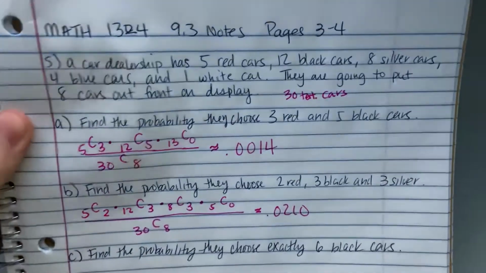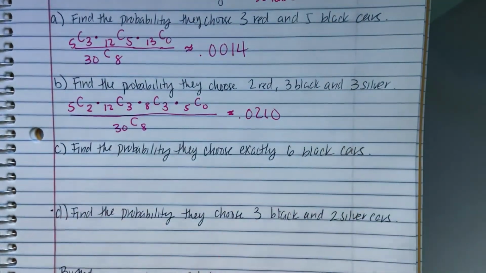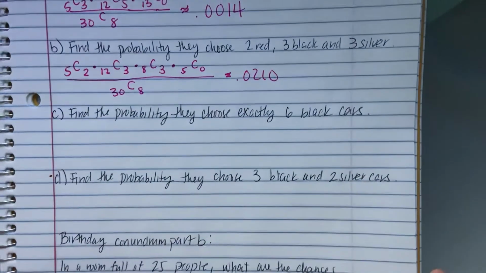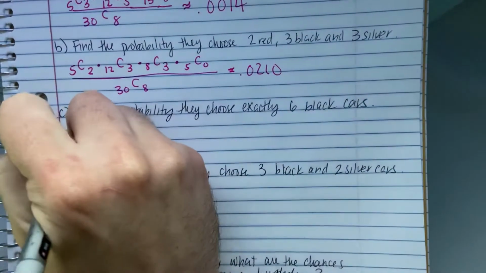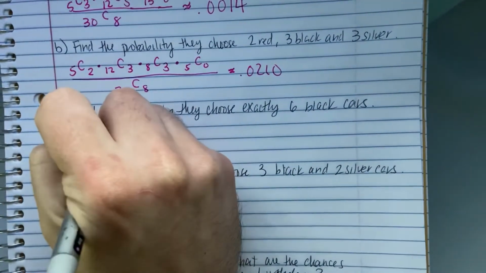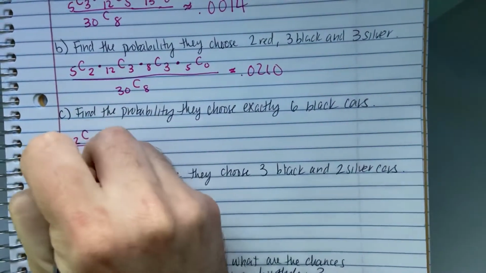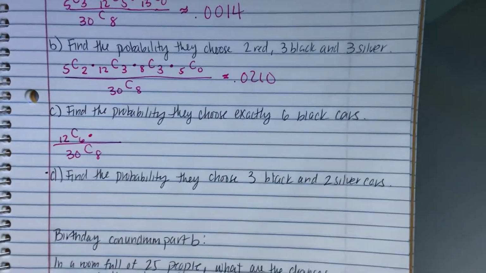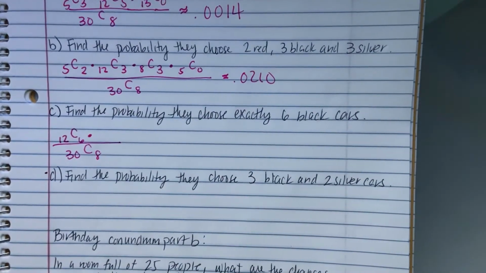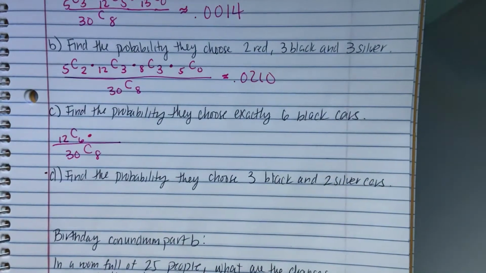Now, in those first 2 problems, all 8 cars were assigned. What happens if all 8 cars aren't assigned, like in part C? Find the probability they choose exactly 6 black cars. So we know of the 12 black cars, 6 have to be picked. And we know we're dividing by 30 choose 8 still. However, they didn't tell us anything else, which means the other 2 cars out of the 8, since we're picking 8 and we know 6 are black, can be any color.